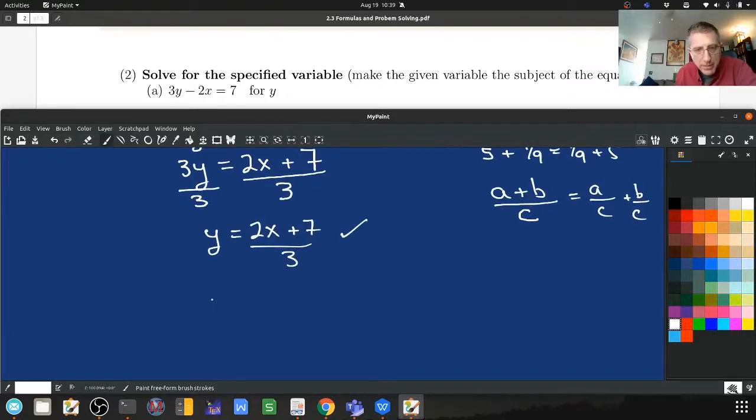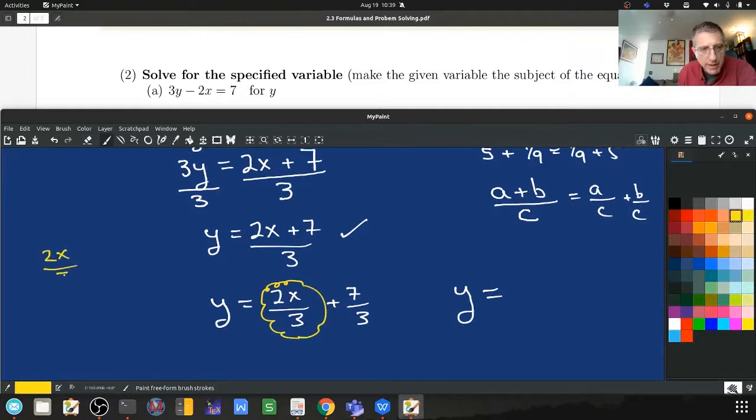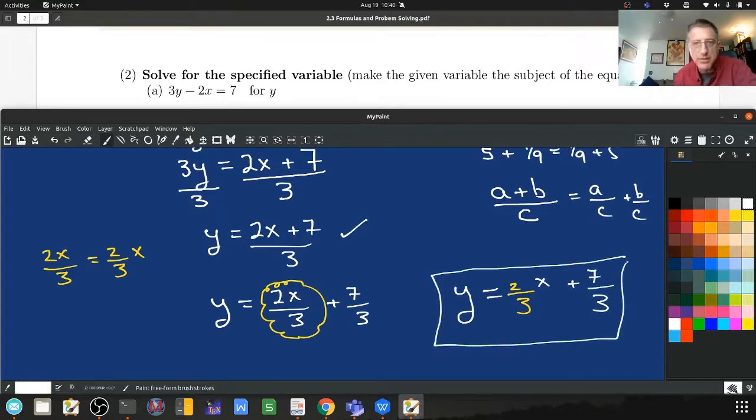That's okay. But later on, it's actually going to be a little bit better if we write it this way. 2x divided by 3 plus 7 divided by 3. And it might actually be better for some of you if I even slightly rewrote this term right here. 2x divided by 3 is the same as 2/3 times x, and write it as 2/3 x plus 7/3. You will see that many times in the future.